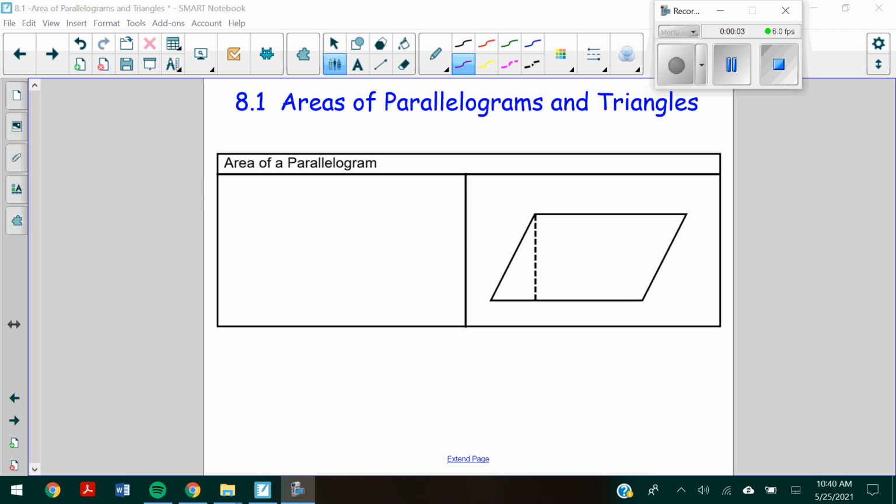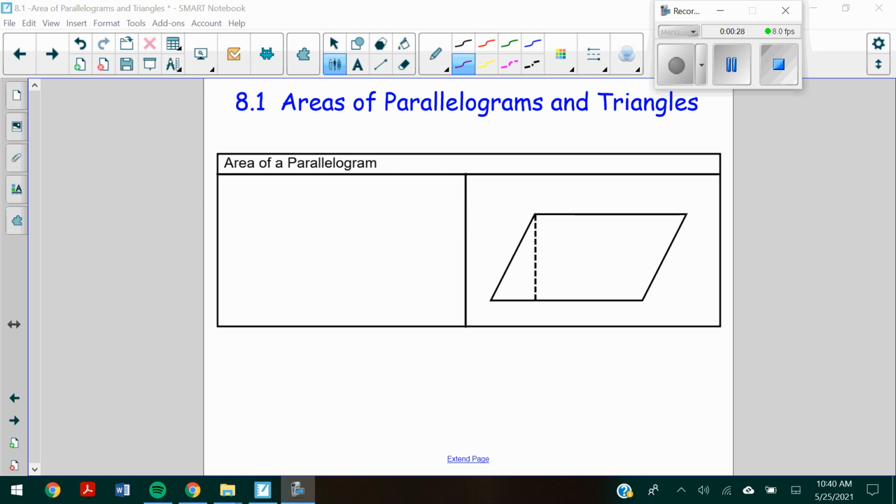Hey, ladies and gentlemen, welcome to Unit 8. We are doing area for a bunch of different shapes. So today we're going to start with some basic ones of parallelograms and triangles, which are nice and simple formulas. We are going to include a few of our trig functions or 30, 60, 90 triangles that we've talked about in the last couple of units.